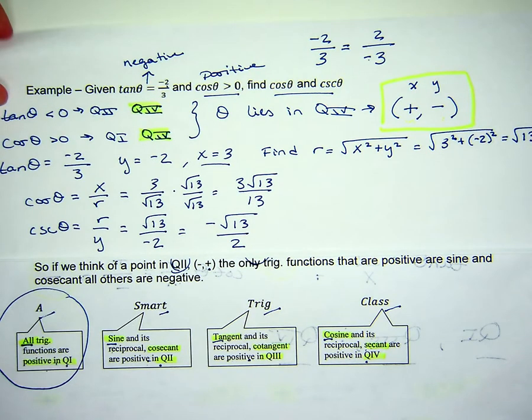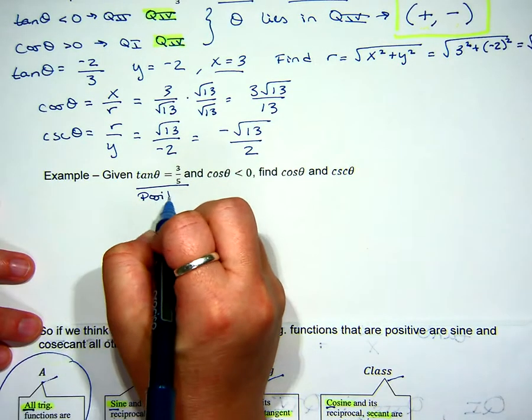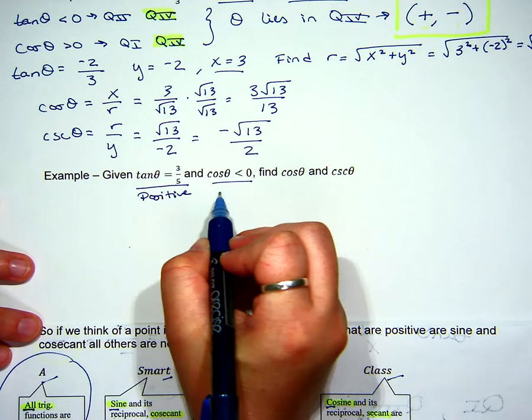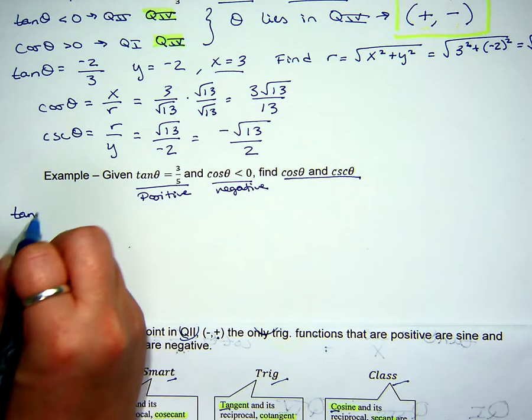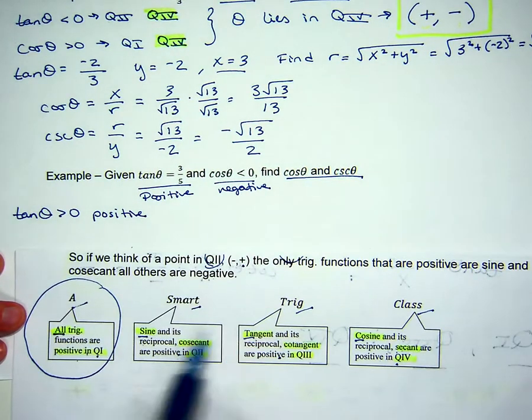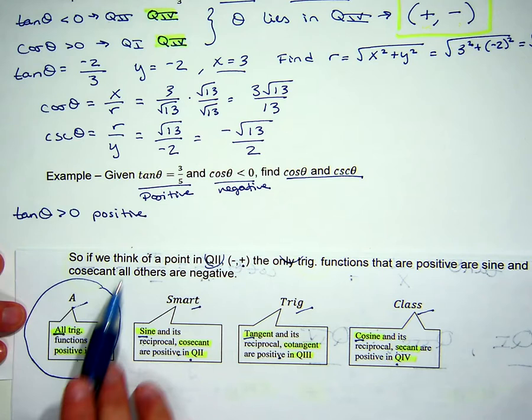Let's do one more. Here again, we have, for example, this time, tangent of theta is 3/5. This means positive, or it has a positive number. Cosine less than 0, negative. Again, find cosine and cosecant. First things first. Tangent of theta is greater than 0 or positive. Where? Tangent greater than 0 is positive in 1 and 3.